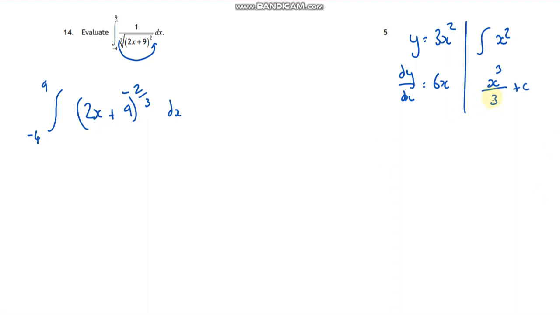Okay. If I'm integrating, say x squared, I'm going to end up with x cubed divided by 3, okay? Because I add 1 to the power and divide by the new power. So just remind yourself what you're doing. We're adding 1 on and dividing by the new power.